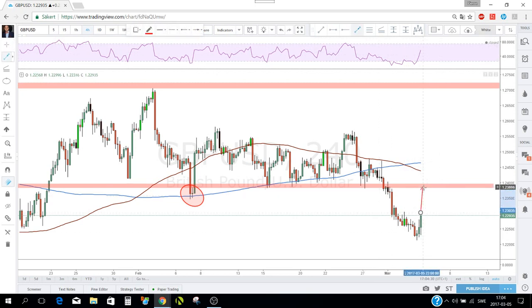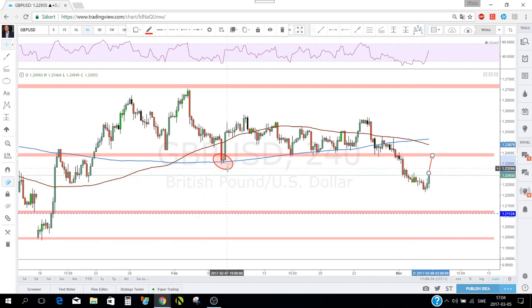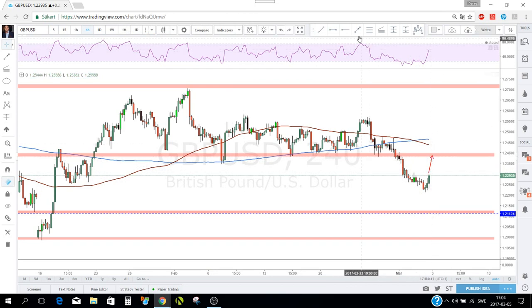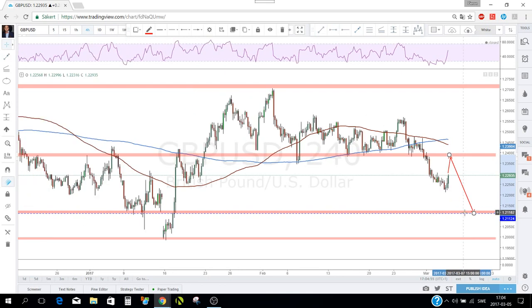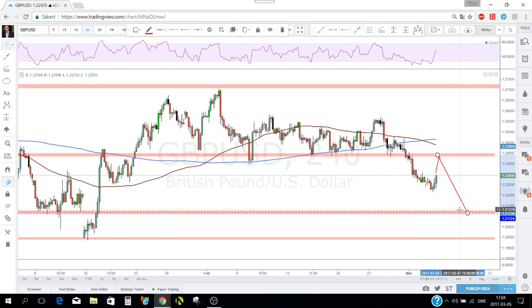The level I will be looking at is, of course, this level back up here, and try to take a trend continuation from this structure up here. If I find any bearish evidence, then of course short to a retest of this low here, or the major low back down here should also be a nice one.